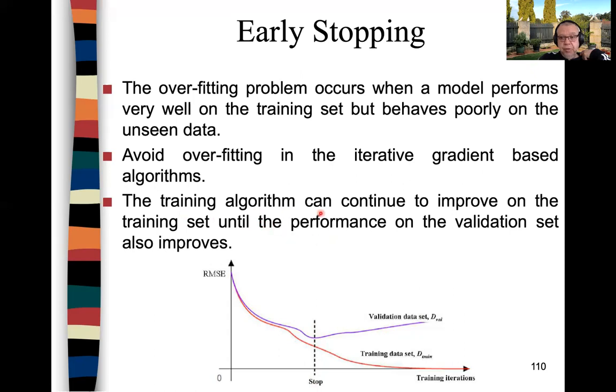So the training algorithm can continue to improve on the training set, and so avoid overfitting in the iterative gradient-based algorithms, we stop when performance on the validation set stops improving, okay? And these are the different types, or most popular regularization approaches, used for the case of CNN. Thank you.